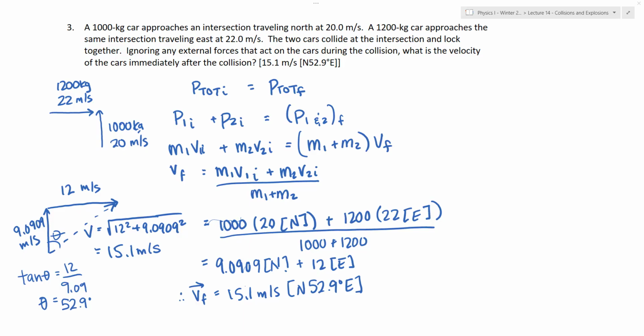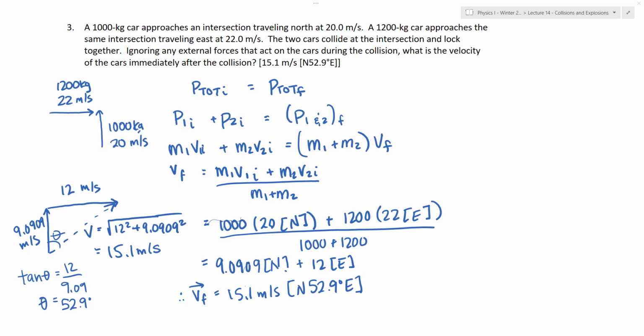So in class we did this question, and it was a 2D collision question. We have a 1,000 kilogram car approaching an intersection traveling north at 20 meters per second, and a 1,200 kilogram car approaches the same intersection traveling east at 22 meters per second. The two cars collide at the intersection and they lock together.